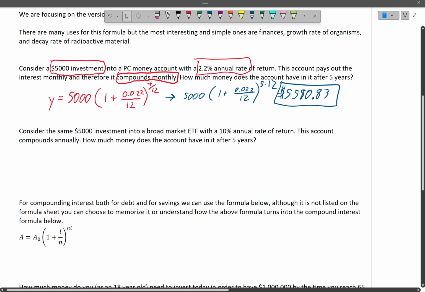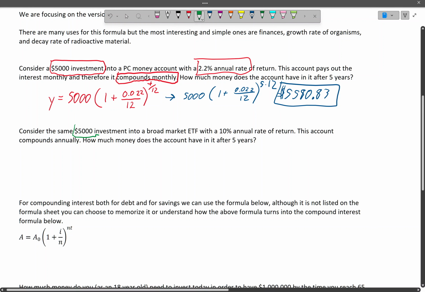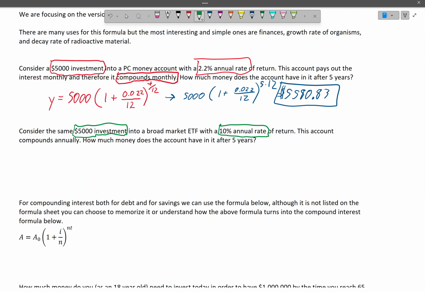Okay, so now we're going to consider, so that's a savings account, so that's nice, but it's 2.2%, which is not great. Consider the same $5,000 investment into a broad market ETF with a 10% annual rate of return. So this is a relatively standard rate of return that we can kind of expect to be reasonable. So it's a 5,000 and annual rate of return.